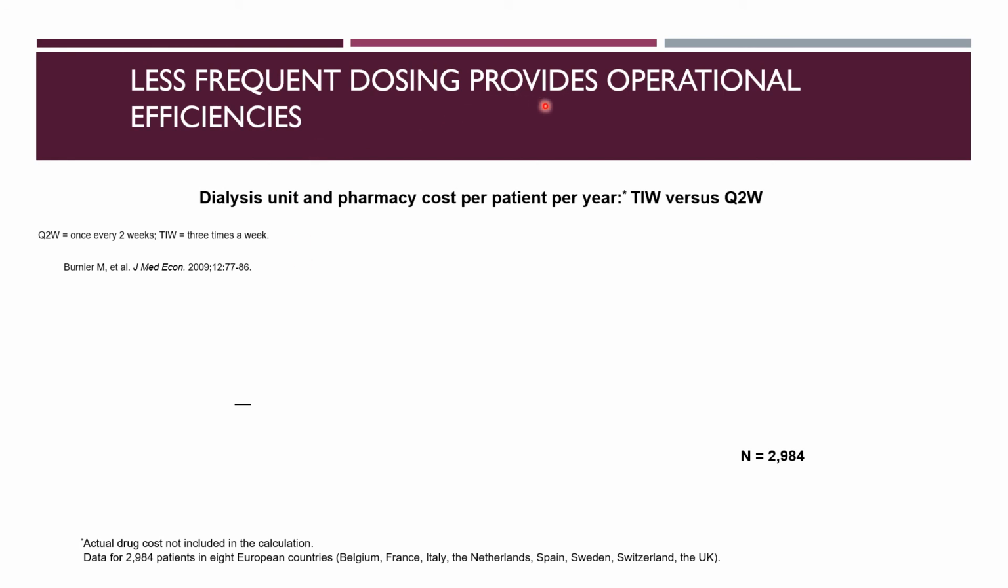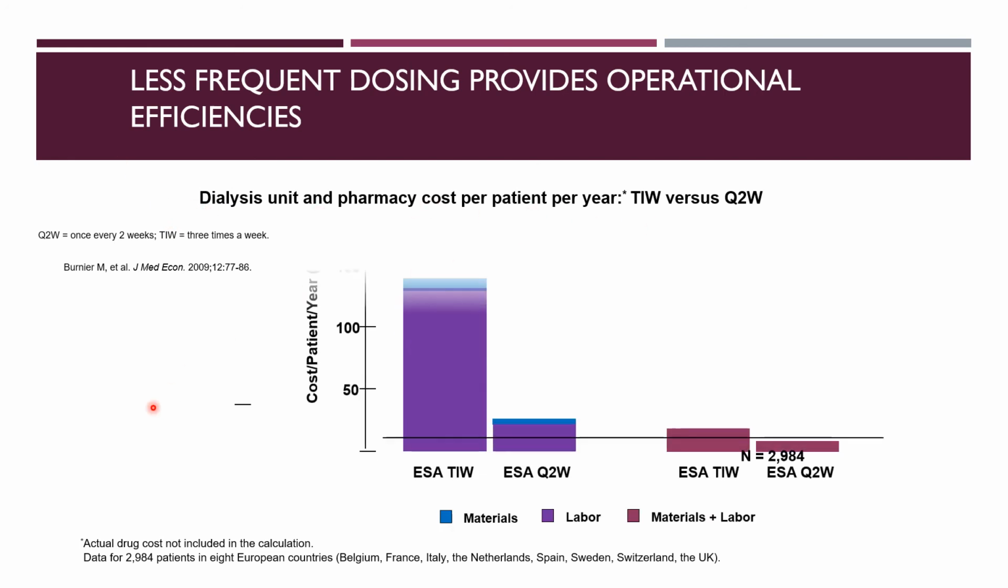Less frequent dosing provides operational efficiencies. For example, the long-acting erythropoiesis-stimulating agent can decrease the overall cost of ESA given twice weekly or thrice weekly, to ESA once weekly or every 2 weeks. So the dialysis unit and pharmacy cost per patient per year will be decreased, through reduced manpower as well as the patient's requirements.